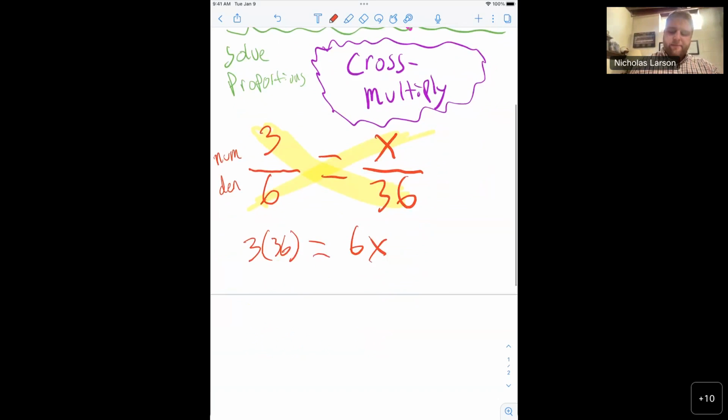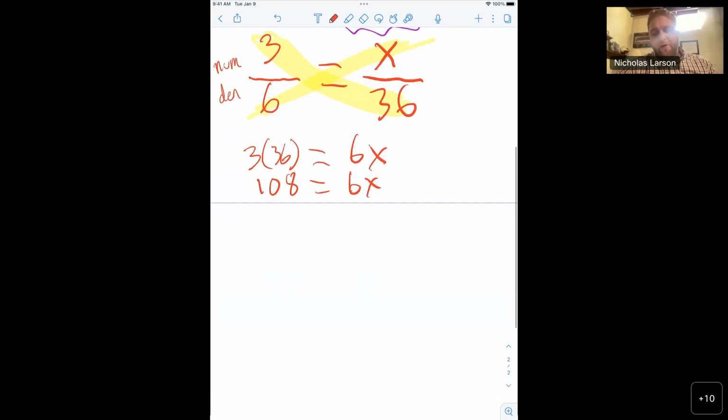3 times 36. Had a question on if we can use calculators or not. You can use calculators this unit. So absolutely, if that's going to help you. And then you could divide both sides by 6 and get the answer of 18.